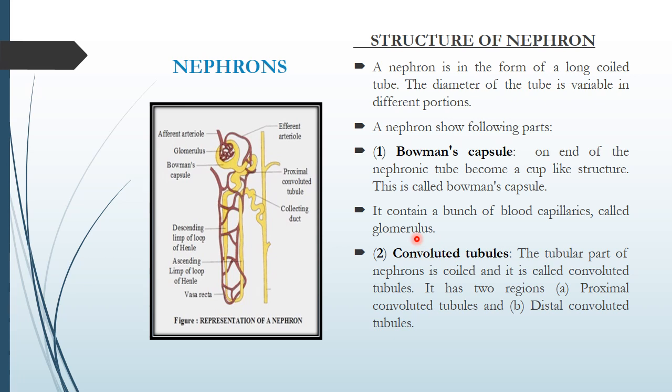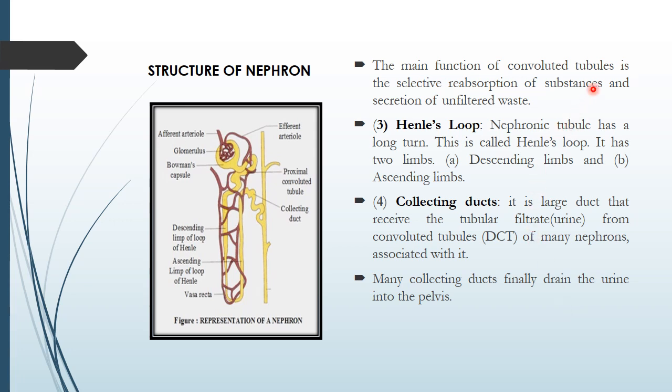If we talk about the convoluted tubules, the structures like coiled tubes, the tubular part of the nephron is coiled and it is called convoluted tubules, which are further classified as proximal and distal. The main functions of convoluted tubule are the selective reabsorption of substances and secretion of unfiltered waste.